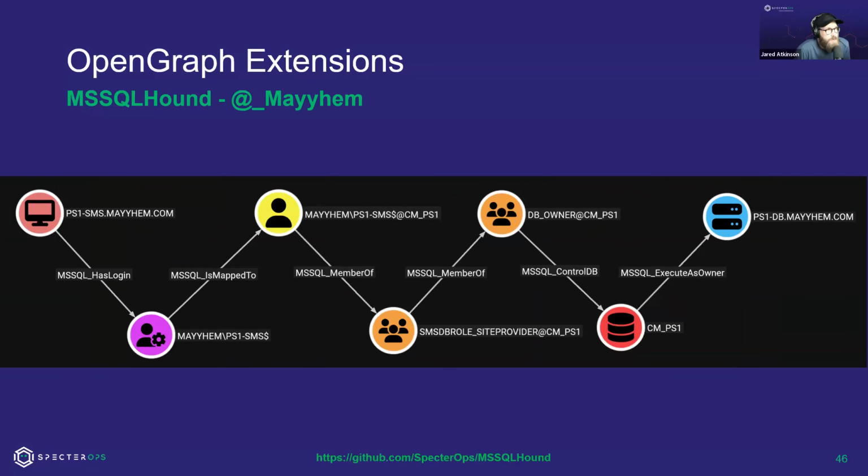So probably the Open Graph extension that is the most robust and built out is MS SQL Hound, which was made by Chris Thompson on our research team. And so this is representing your ability to understand MS SQL attack paths inside of databases, between databases, that kind of thing. So it's really cool.